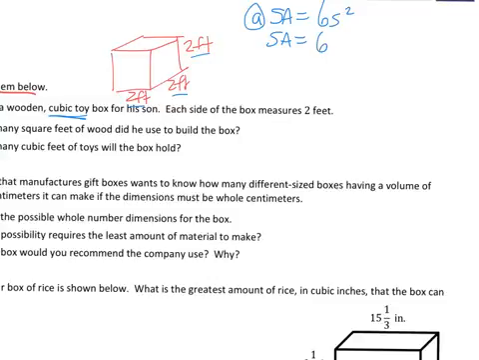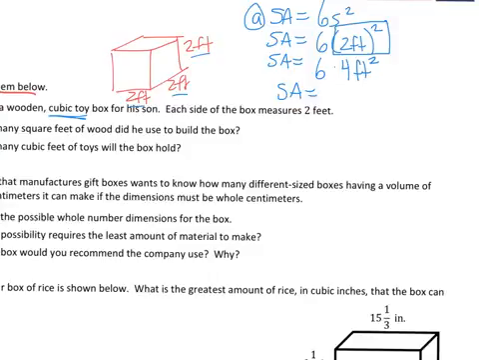So I'll do 6 times 2 feet squared. And I know with the order of operations, I have to do my exponents first. I'm going to box that in. I know 2 feet squared is 4 feet squared. And now I can do 6 times 4 feet squared to get 24 feet squared. So that's my answer for A.